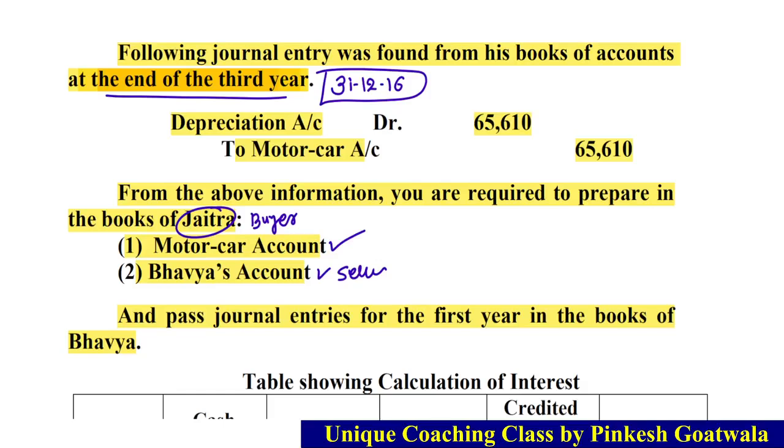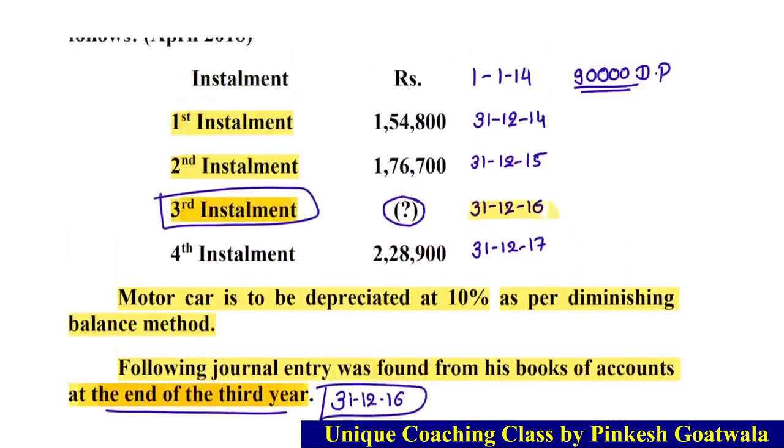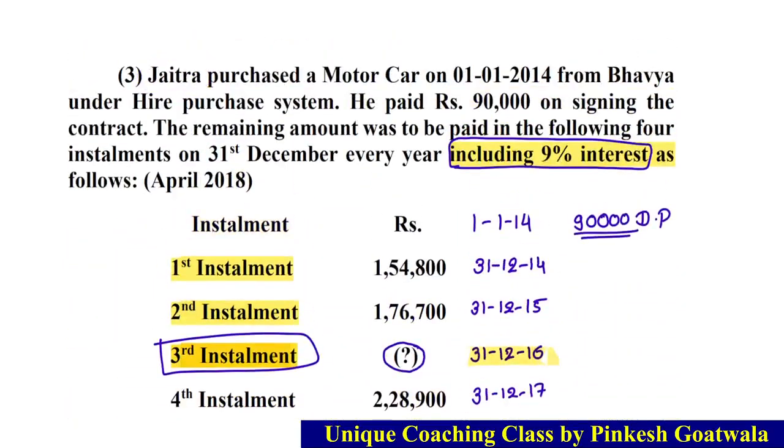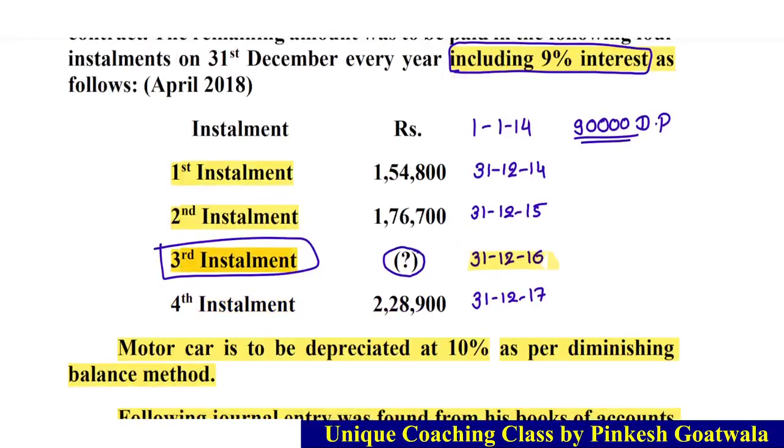The important part, the twist point, will be the calculation of interest, which I will explain. So here, what is the twist point in this question? You can see there is one more twist point, like we saw in the last two videos: the cash price is not given. Look here, do they give the cash price anywhere? No. And also one installment is not given. That is the twist point.